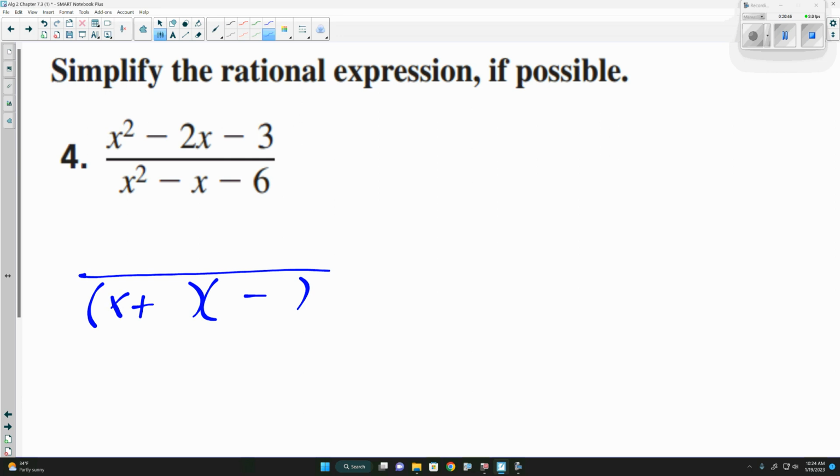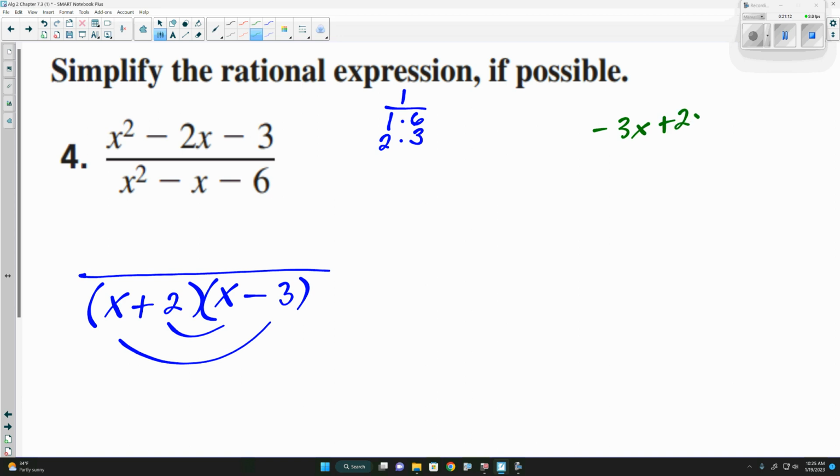Factors of x squared are x and x. Now the factors of 6 are 1 and 6 or 2 and 3. Which one do we want to try first? 2 and 3. Which one's positive? Which one's negative? And again, off to the side, we can check this here. X times negative 3 is negative 3x. 2 times x is plus 2x, which indeed does give us a negative x. Okay. So those are the correct set of factors.